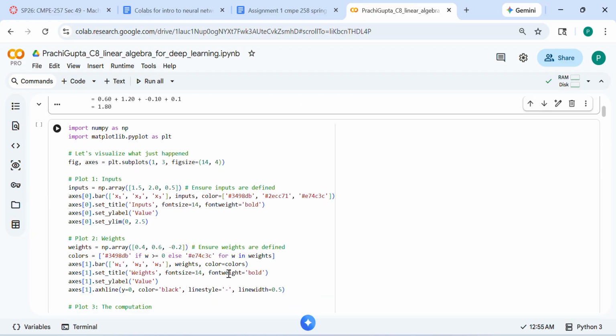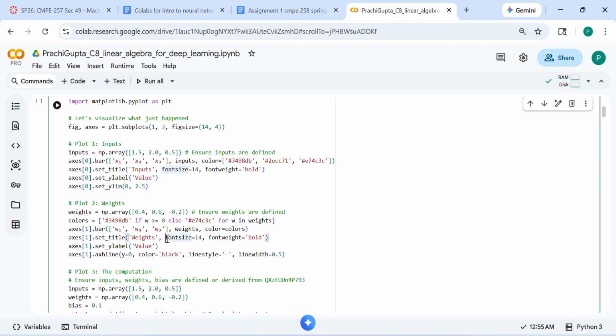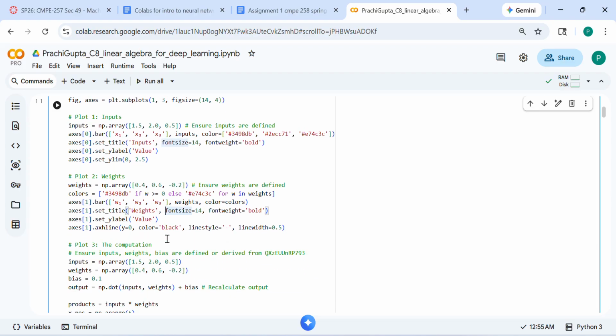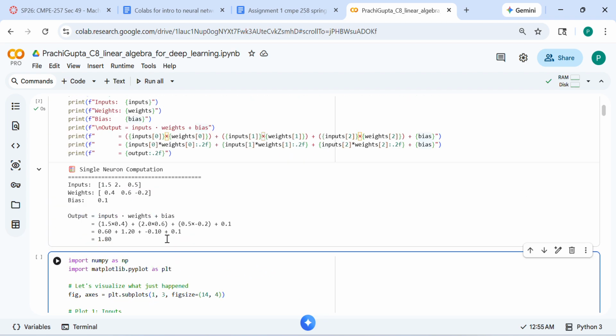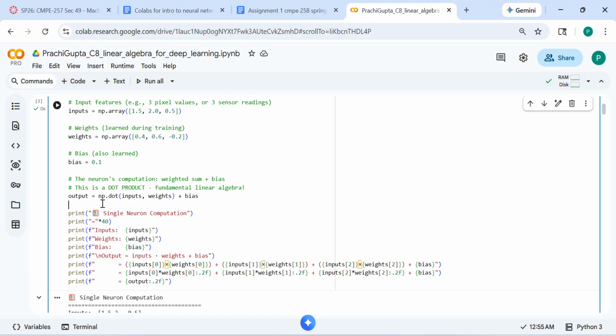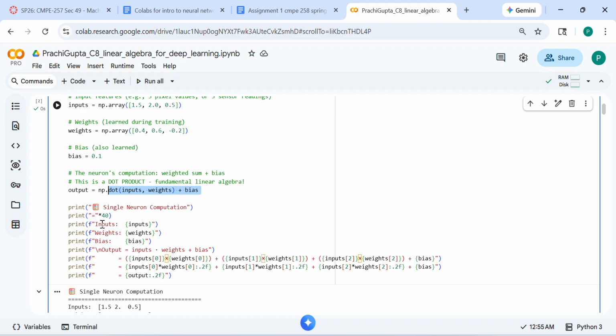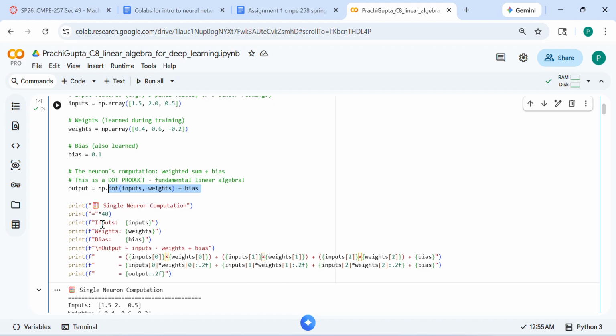Now, the magic happens right here in the weighted sum. This is the dot product, a single line of code that represents the heartbeat of artificial intelligence. So, here we do the np.dot. This is the main thing which does the whole concept.